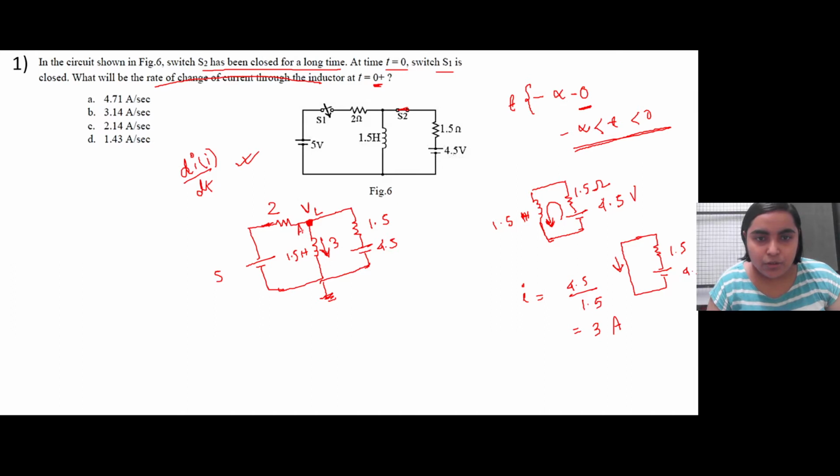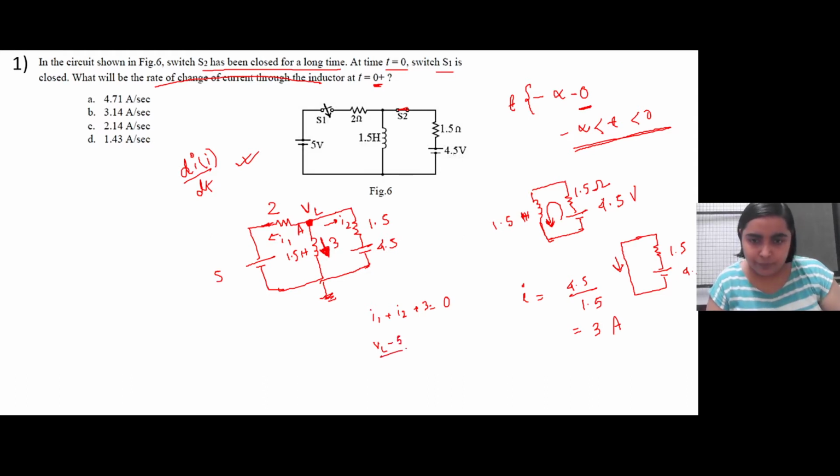That is, this is at ground, so this is the voltage across the inductor. So just apply KCL at A. So what will it be? Let us assume that current I1 is flowing through here, I2 is flowing through here, and this is the 3 ampere current that was already flowing in the circuit. Now when the switch is closed, let us just assume this current. So I1 plus I2 plus 3 will be equal to 0. So it will be (VL minus 5) by 2. I2 is (VL minus 4.5) by 1.5 plus 3 equal to 0.